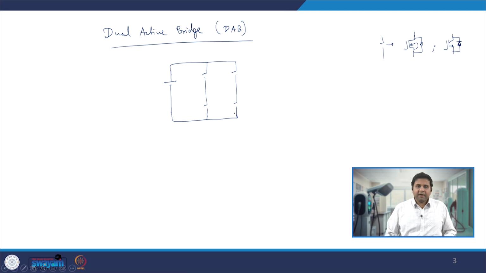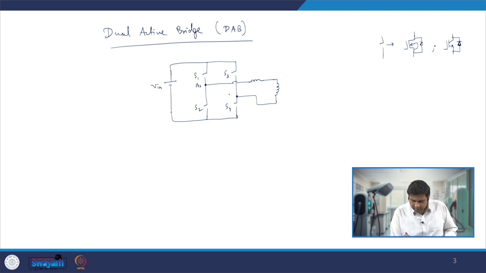So it is having one bridge. Let me define this as V in, as we named, and as our nomenclature says, S1, S2, S3, S4. Now from the point A, let us say defined as A1, we will then take the inductance, and then B1 from the other leg. This is the L. I am just writing L.